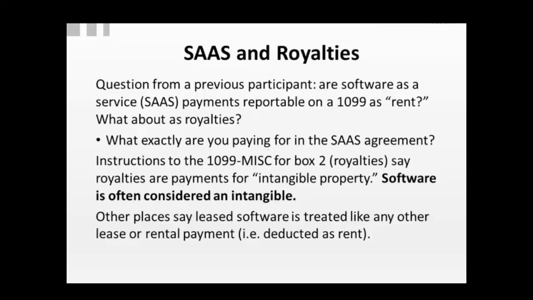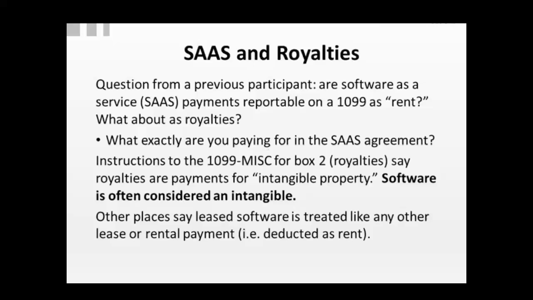If you look at the instructions to the 1099 miscellaneous for royalties, it says royalties are payments for intangible property, and software is often considered an intangible. So perhaps your SaaS payment could be royalties, but in other places, the IRS says that leased software should be treated like any other lease or rental payment. So in other words, it would be considered rent. A lease is another term for rent. So it could be box 1 of the 1099 miscellaneous. It really depends on what the SaaS agreement says you're paying for, and can you break it out? If you can't break it out, it's probably a rent payment.